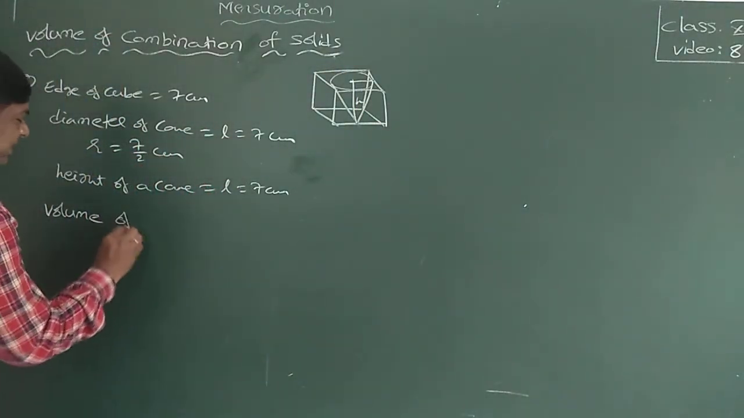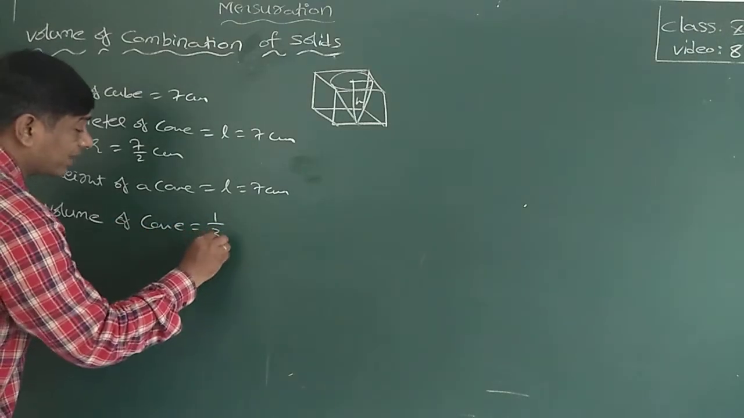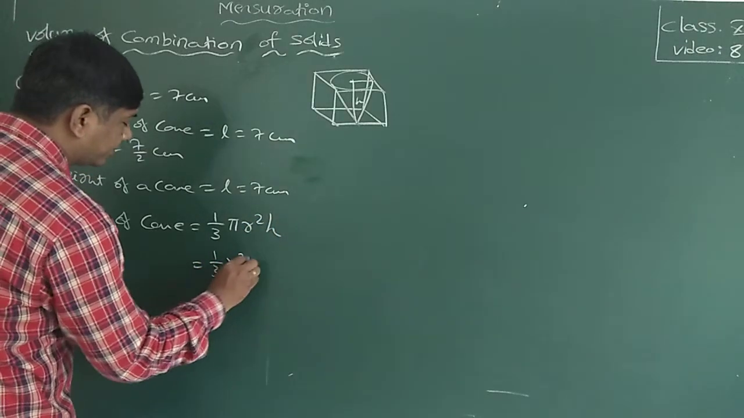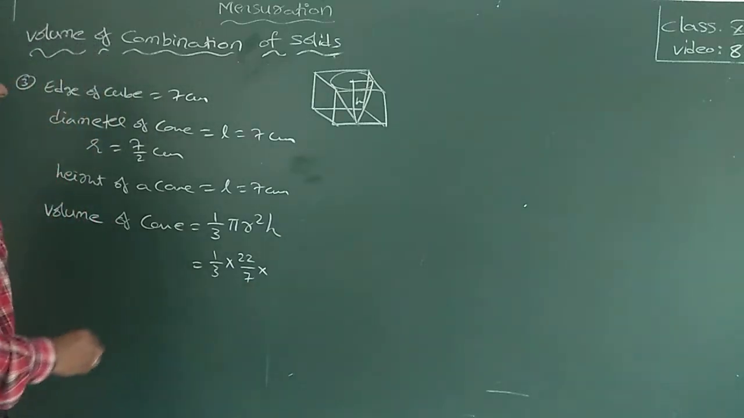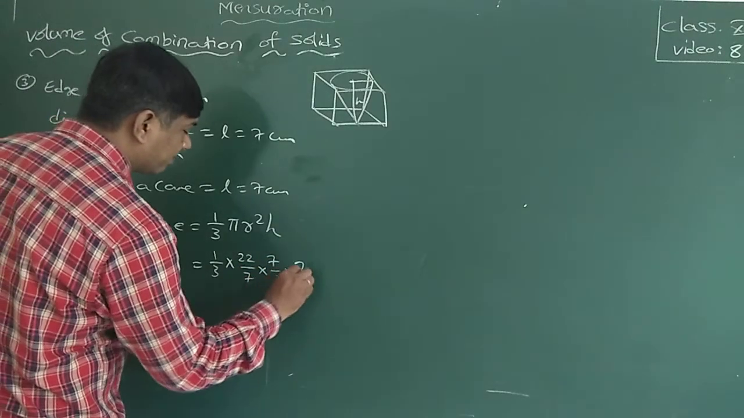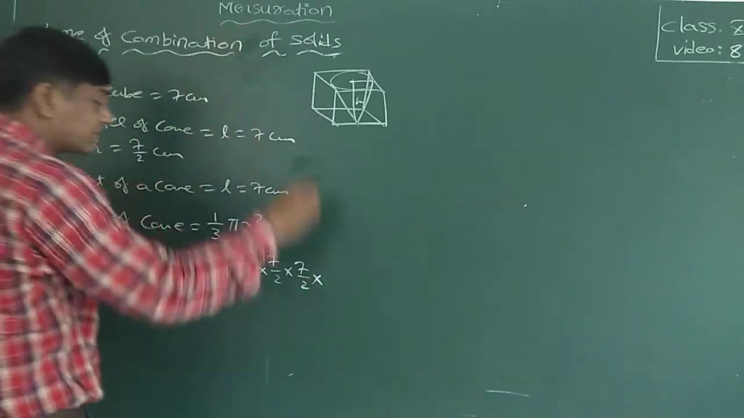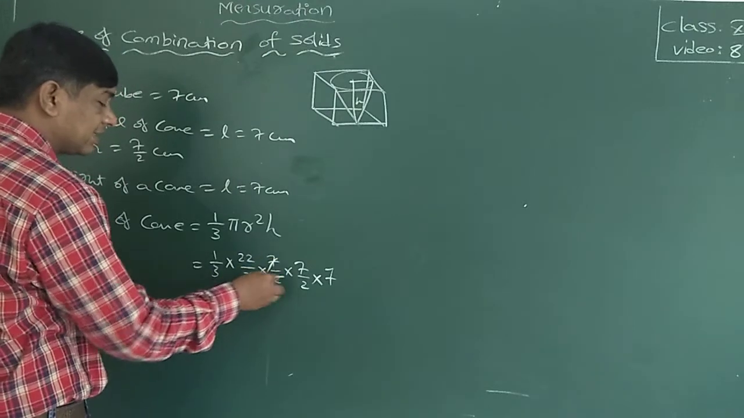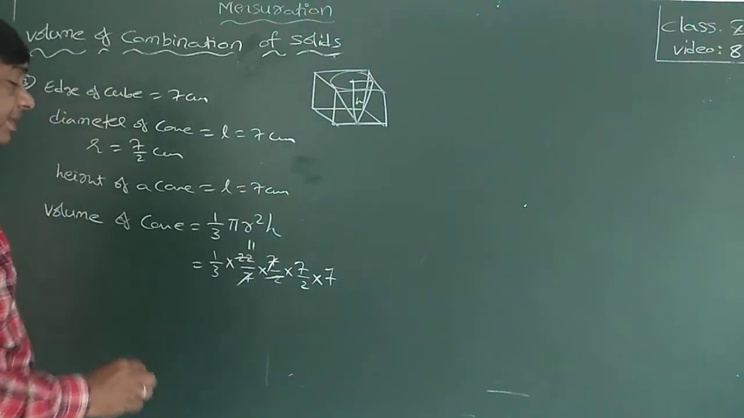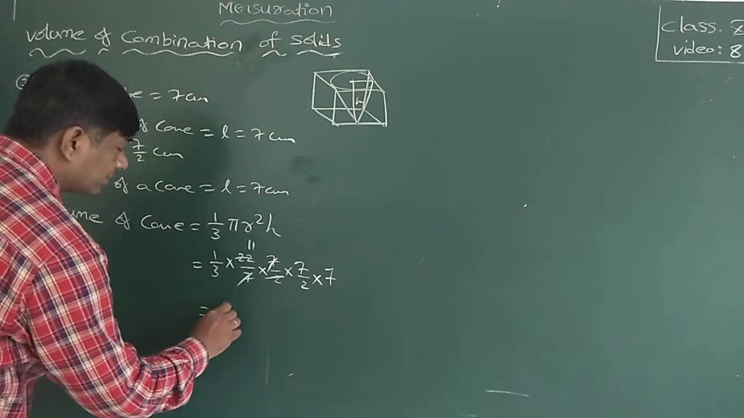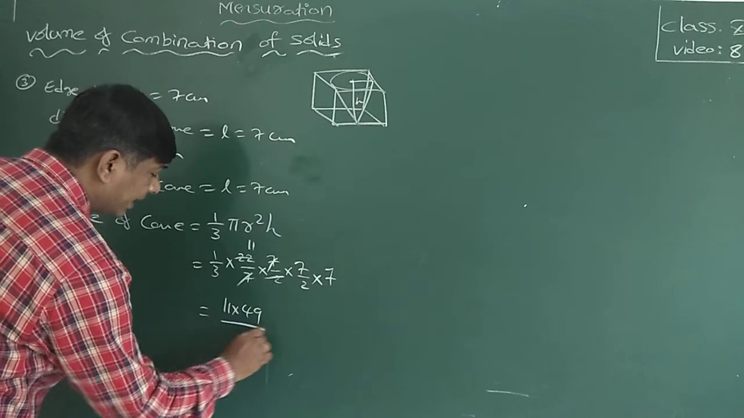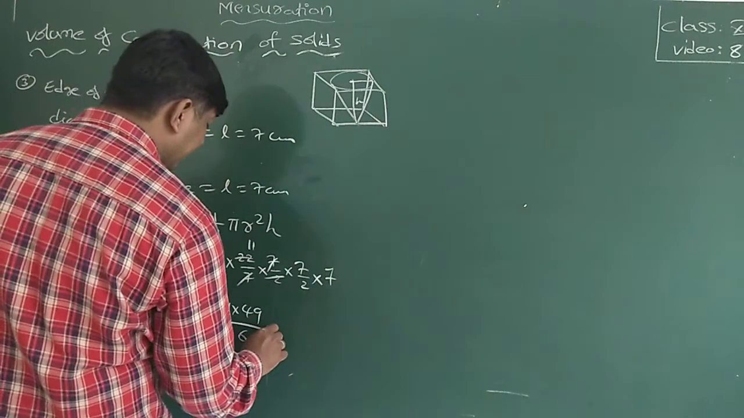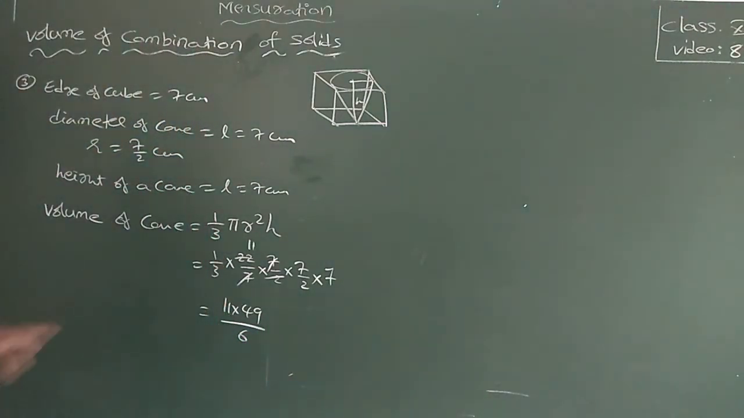Now volume of cone is equal to, what is the formula? 1 by 3 pi r square h. So that is equal to 1 by 3 into 22 by 7 into r value 7 by 2 into 7 by 2. And height is equal to 7 only. So 7, 7 cancel, 2 ones are 2, 2 elevens we can cancel it. So that is equal to 11 into 49 by 6. Multiply this one and divide with 6, 3 into 2 is 6.